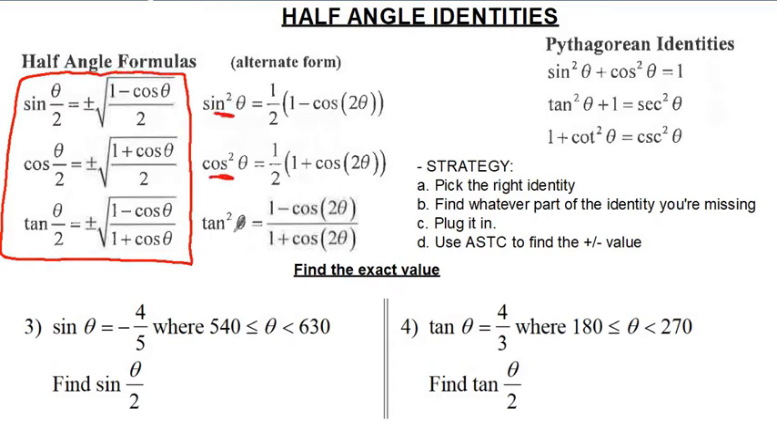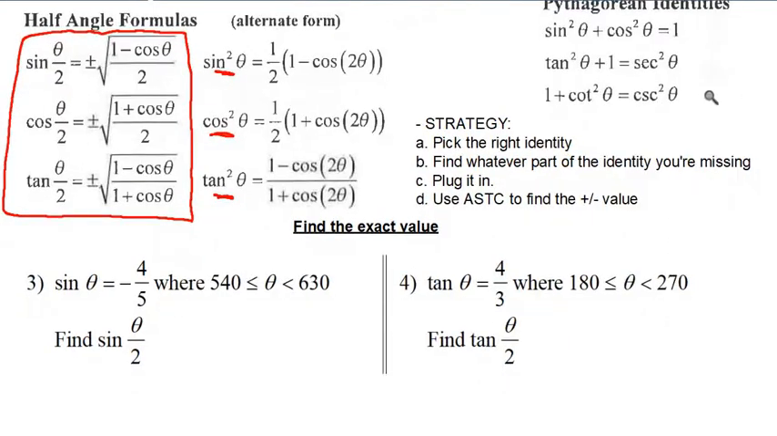These are just alternate forms that you can get by squaring all the identities on the left. We'll stick with the ones that I boxed off. So our strategy is very similar to the double angle identities. We have to pick the right identity. So on number 3, the first one, obviously the identity we're going to be using is this one.